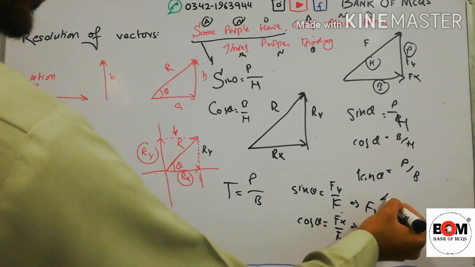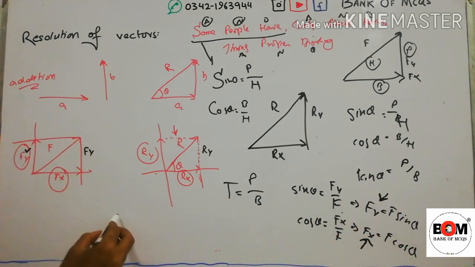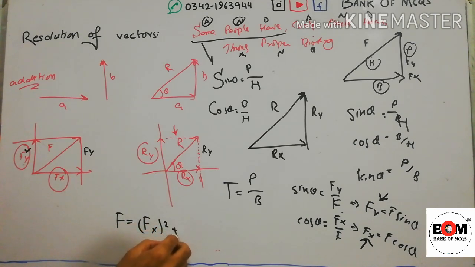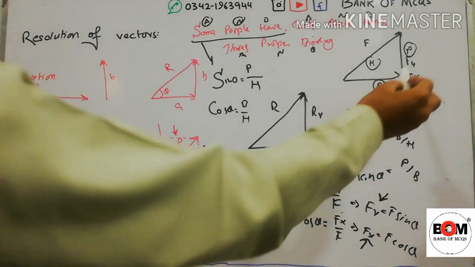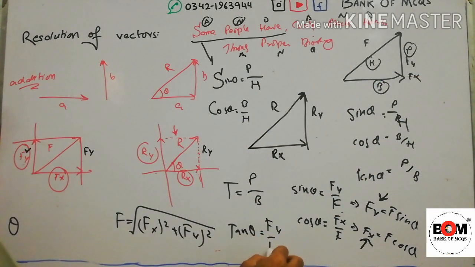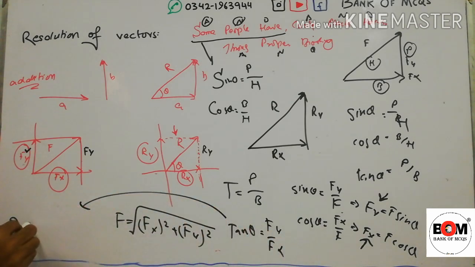Now if they give us Fx and Fy, we can find the resultant by Pythagoras theorem, that is F is equal to the square root of Fx squared plus Fy squared. Now to find the direction, we will use tangent theta is equal to perpendicular divided by base, Fy divided by Fx, or theta is equal to tangent inverse of Fy divided by Fx. So this was all about resolution of vectors.